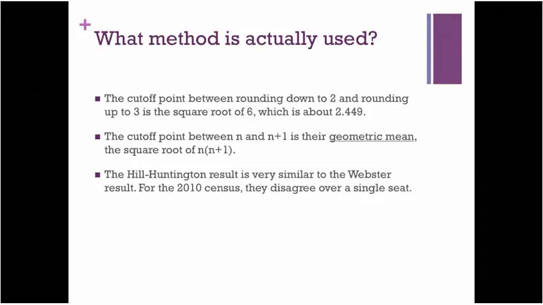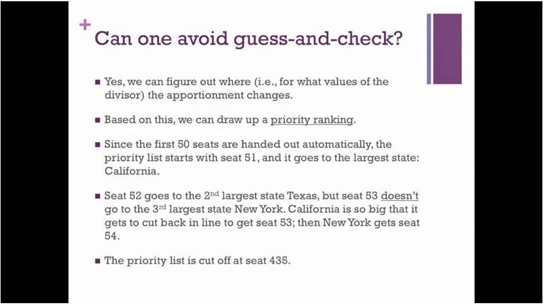Now there's one other thing that you may be wondering, which is, this is just guess and check. Isn't there any way to do it systematically? Do they just have people at the Bureau of Census guessing what the divisor should be? And the answer is no, they don't actually do guess and check. You can actually figure out exactly at what value of the divisor the apportionment changes. And based on this, you can draw up something that's called a priority ranking.